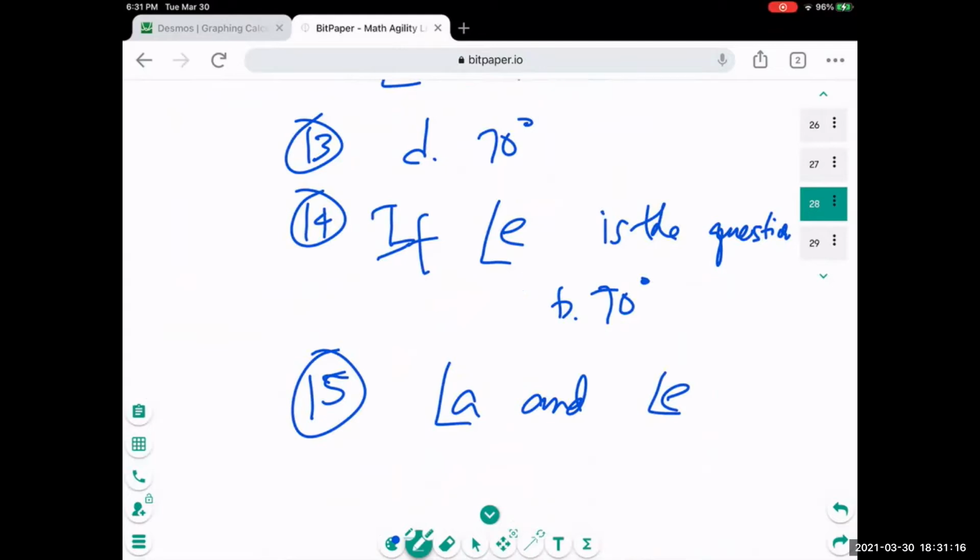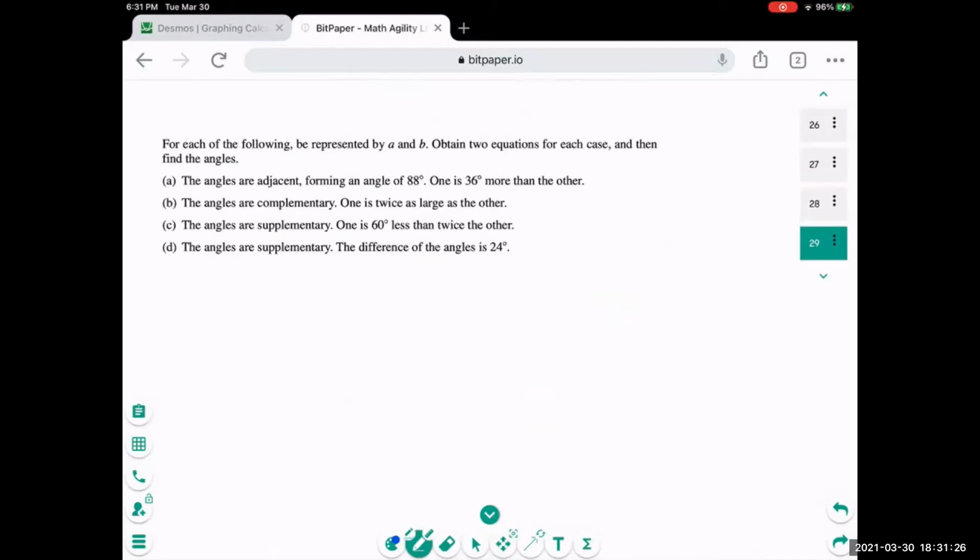So we help him solve it. I'm not sure if this is a homework or a project. And so let's go to this question. Hope you can see this on your screen. Okay, so for each of the following, let the angles be represented by A and B. Obtain two equations for each case and then find the angles. So this is a word problem for supplementary and complementary angles.